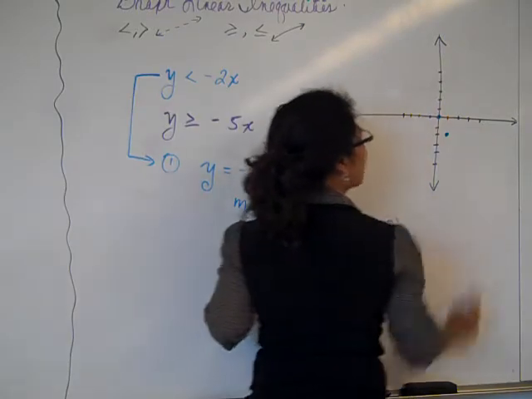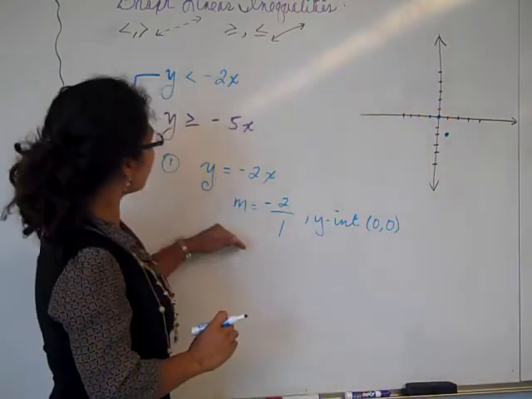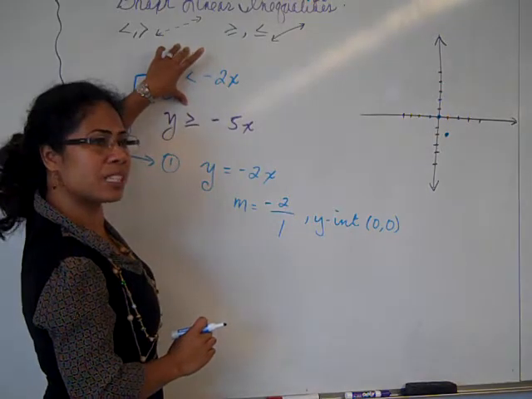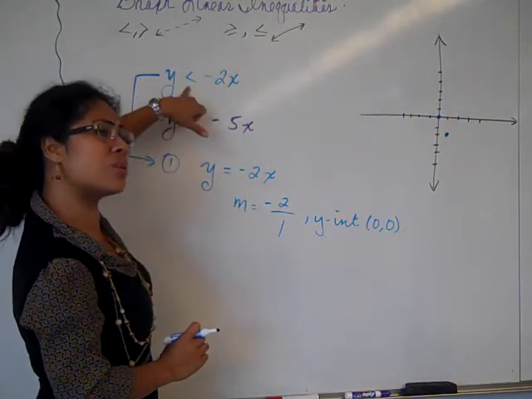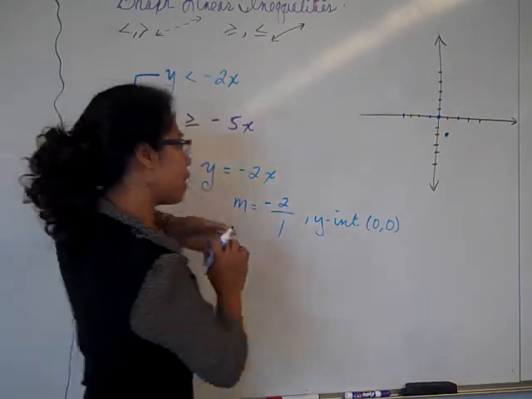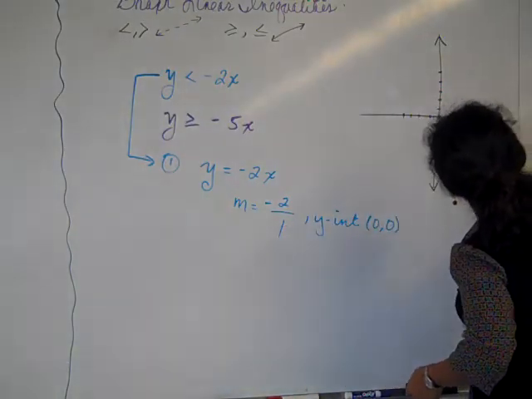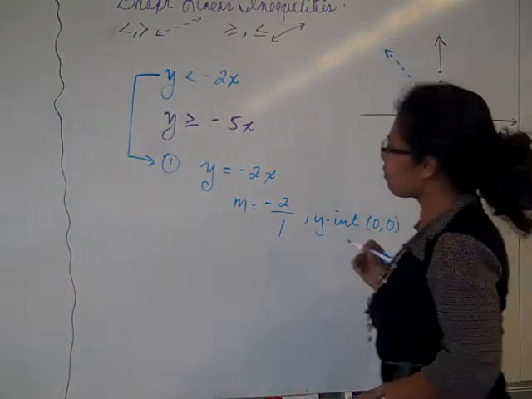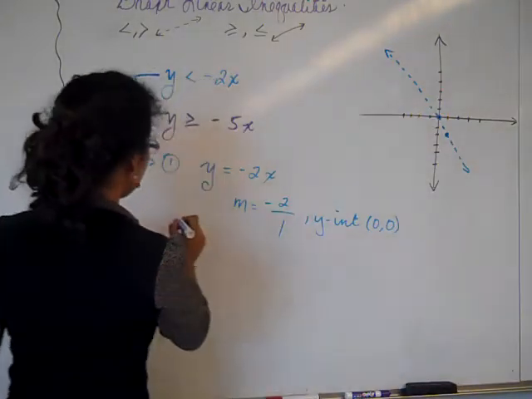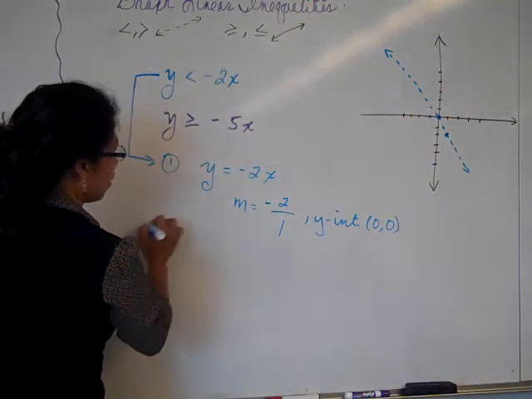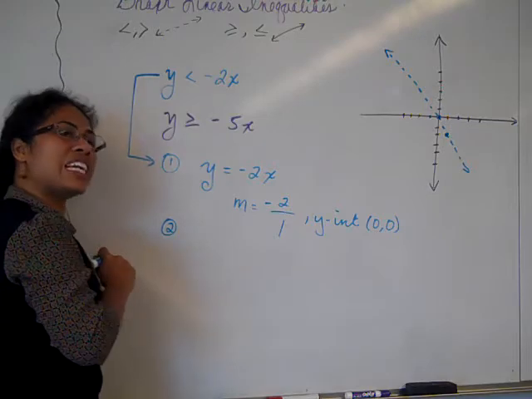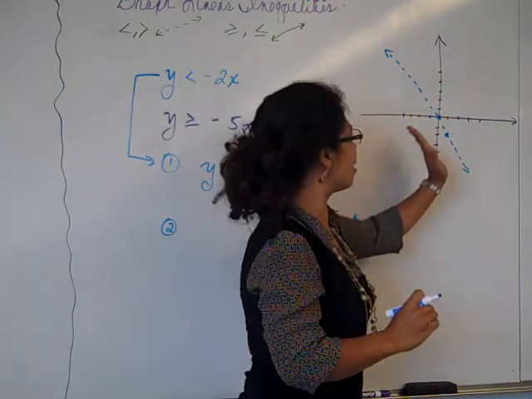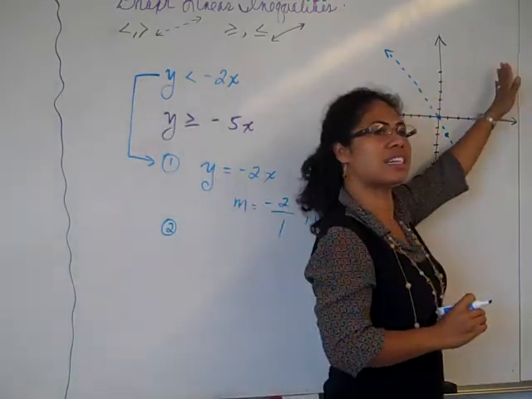Here it is. Before I connect them, always go back to what the original condition was. The condition was less than. So what kind of line do we have? Dash. Here's my dash. All right. So 1, I found the boundary. 2, what do we need? We need to see what region we belong to, either this side or that side.